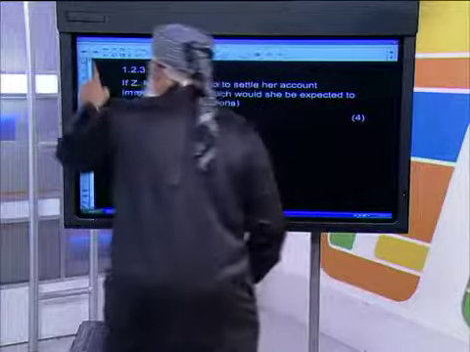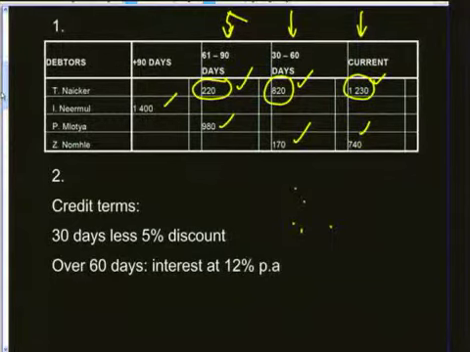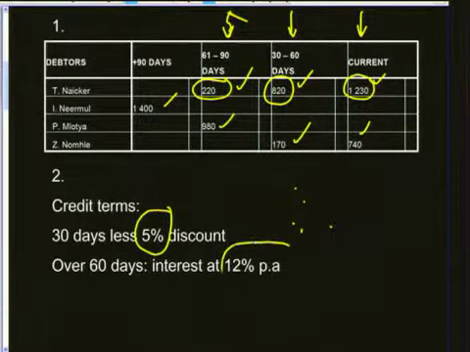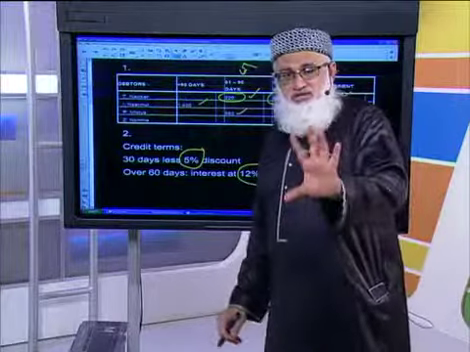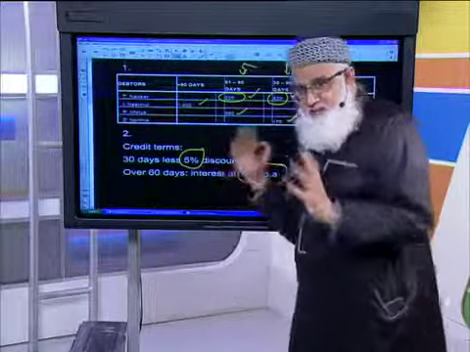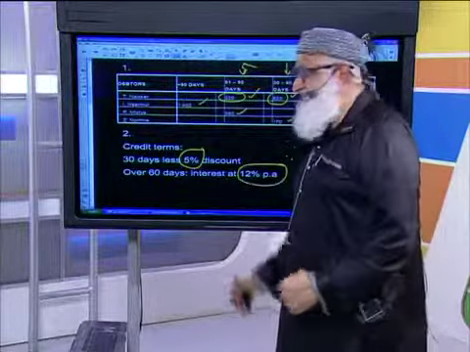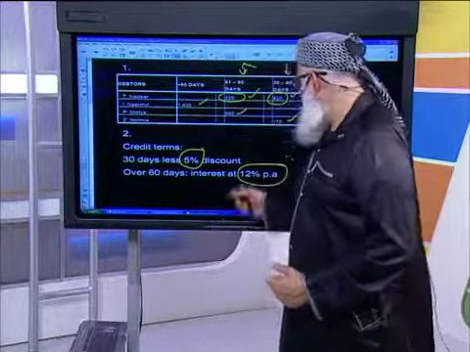Right, so going back to the story with Nomhle, let's see what's happening there. Here are my credit terms: 30 days less 5% discount, and over 60 days interest is charged at 12% per annum. Okay, so clearly we have credit terms. Those are the terms that are set out for our debtors, that if you settle within this period, you get an additional 5% discount. If you go over 60 days, then we use interest.